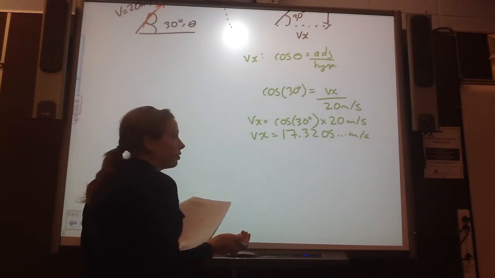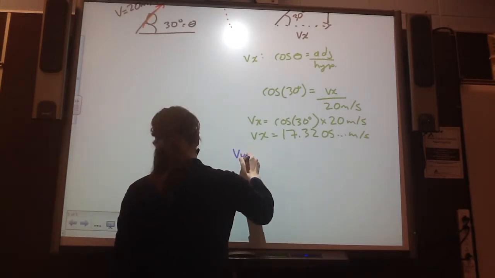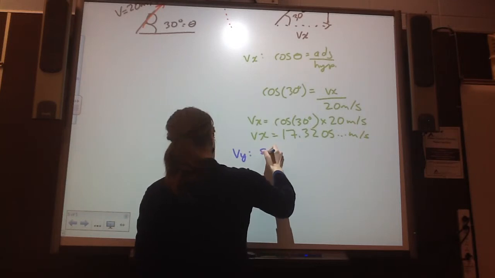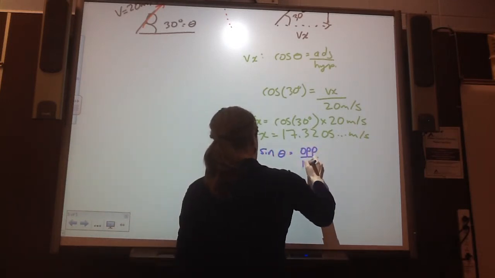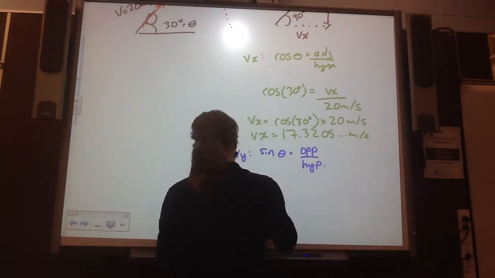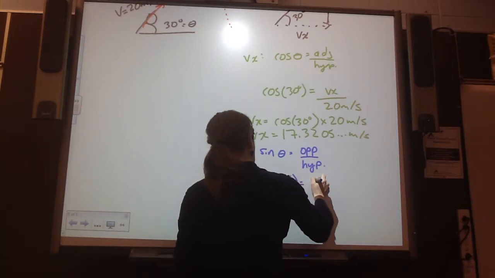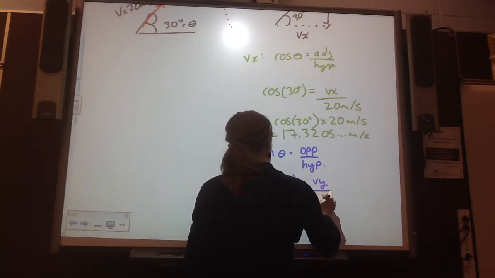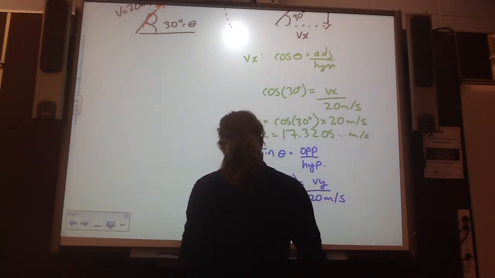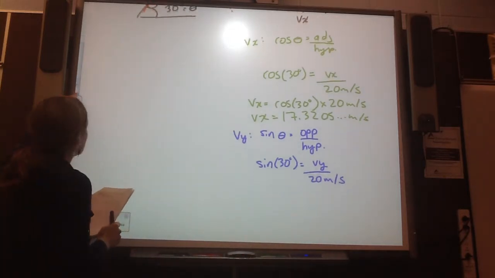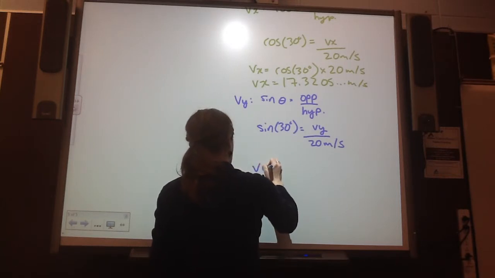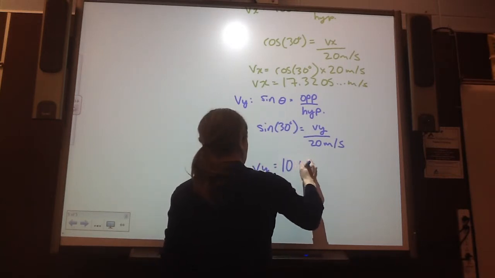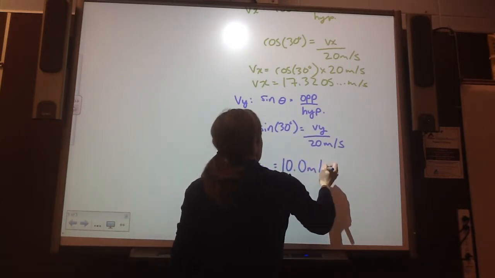Then you need to find your Vy, which will be sine theta is equal to opposite over hypotenuse. So sine of 30 degrees is equal to Vy divided by 20 meters per second. Again, cross multiply and solve for Vy, which will equal 10.0 meters per second.